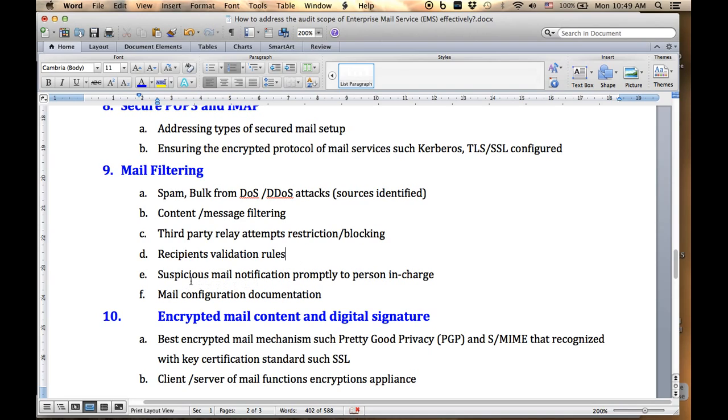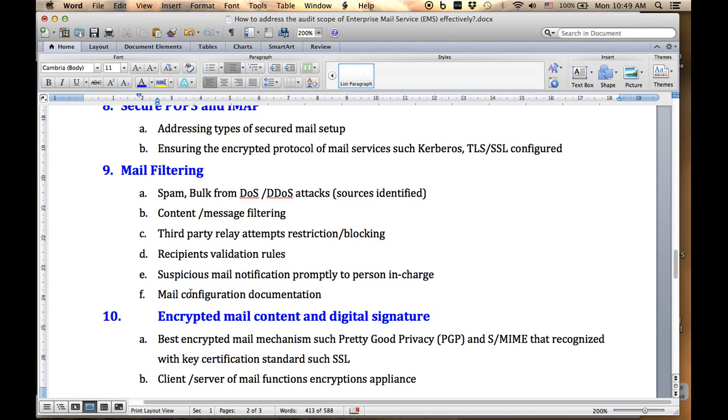The next is suspicious mail notification promptly to the person in charge, whenever it involves the threshold, meets the threshold, or breaks the security appliance. So the mail server or mail service needs to notify promptly the person in charge, like by email notification or SMS, whatever the notification approach.